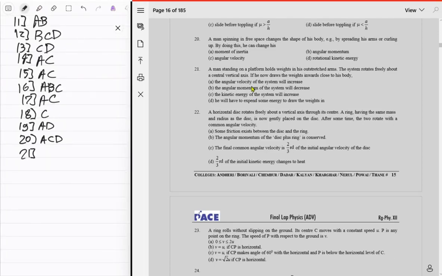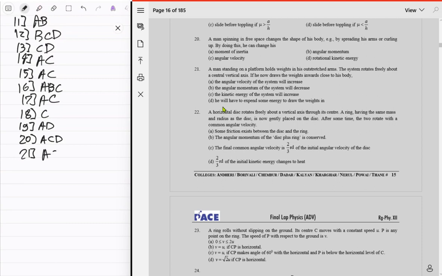A man standing on a platform holds weights in his outstretched arms. The system rotates freely about the central vertical axis. If he now draws the weights inward close to his body, the angular velocity of the system will increase. Yes. The angular momentum of the system will decrease. No. The kinetic energy of the system will increase. Like half I omega squared, so that I omega, just L, remains the same. So omega increases. Yes, he will have to expend some energy to draw in the weights. So A, C, D.